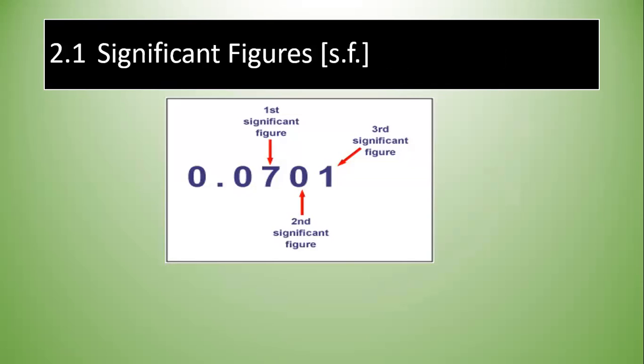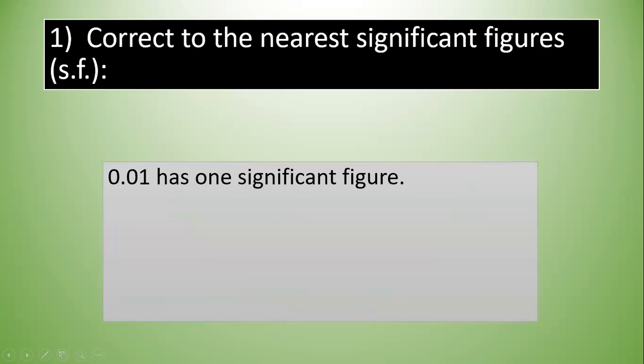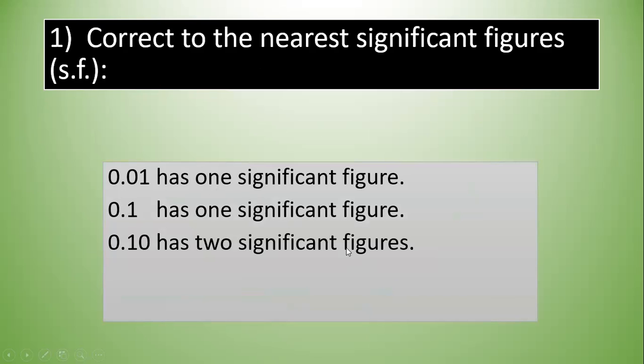Okay, let's go to significant figure. This is the first one that we count. This 20 we don't count. This 0 between the numbers we count. So it's 3 significant figure. Correct to the number of significant figure. As I said, the 20 here we don't count. We count it as one significant figure. This is also one significant figure. This is 2 significant figure.